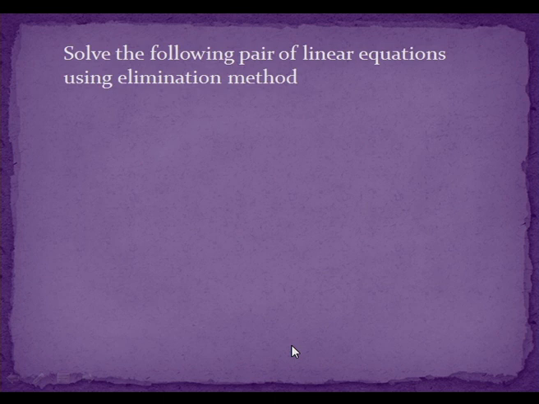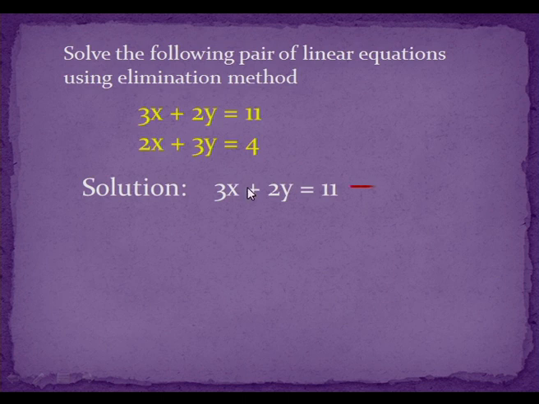Now, let us learn. Solve the following pair of linear equations using elimination method. What is given to us? We are given a pair of linear equations, 3x plus 2y is equal to 11 and 2x plus 3y is equal to 4. So, what are we going to do? We will number this 3x plus 2y is equal to 11 as equation 1 and 2x plus 3y is equal to 4 as equation 2.